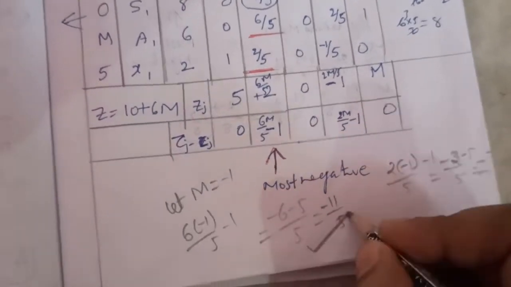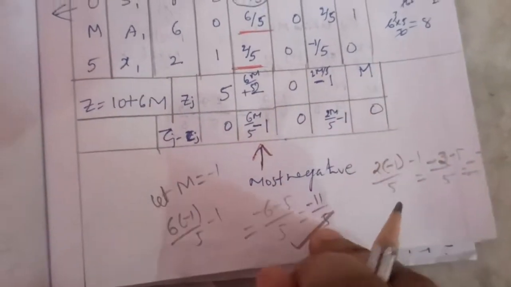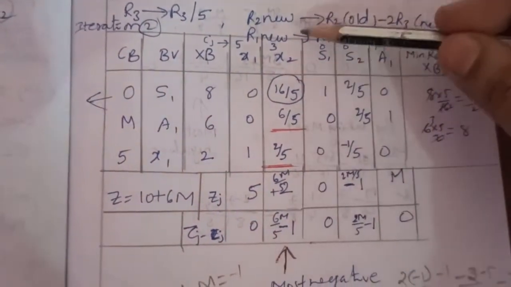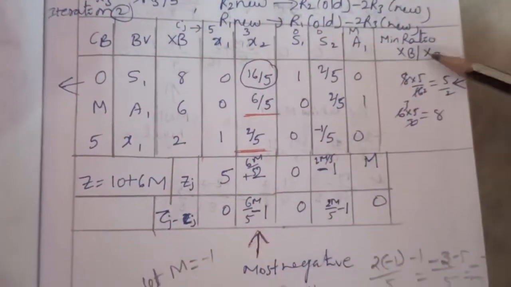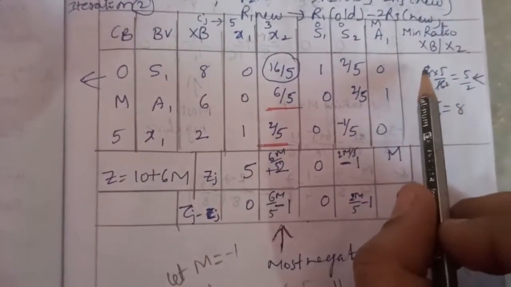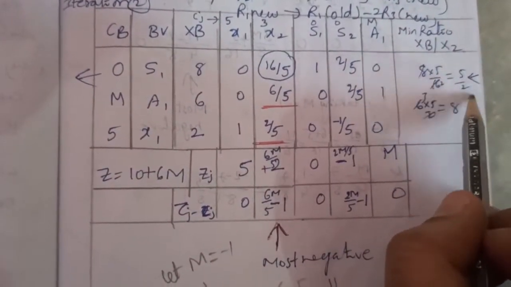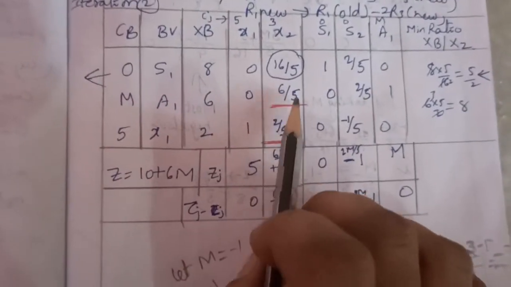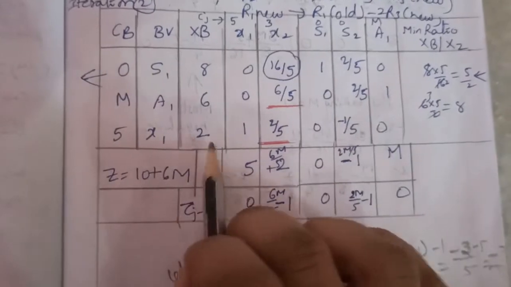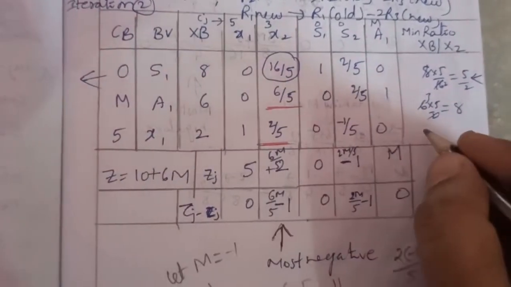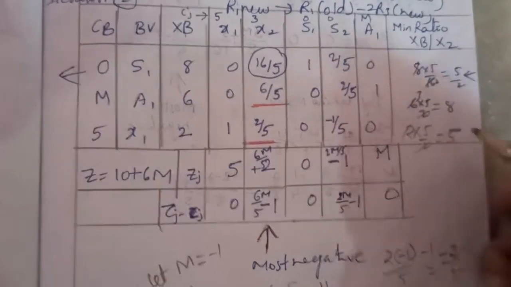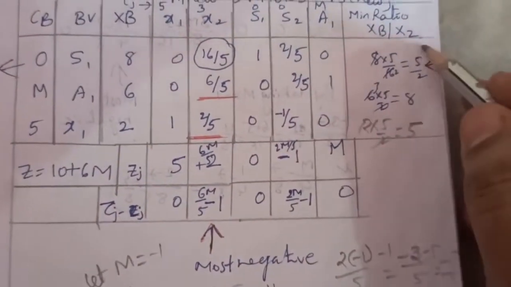Then the most negative is this only. So likewise we will get this is the most negative, that's why this is the key column here. And the ratio xb by x2: 8 into 5 by 16, so 8 ones are 8, twos are 5 by 2. And while coming to the next one, 6 divided by 5 by 6 is 8. And while coming to the third one, 2 into 5 by 2 is equal to 5. So among these three, this is the minimum.